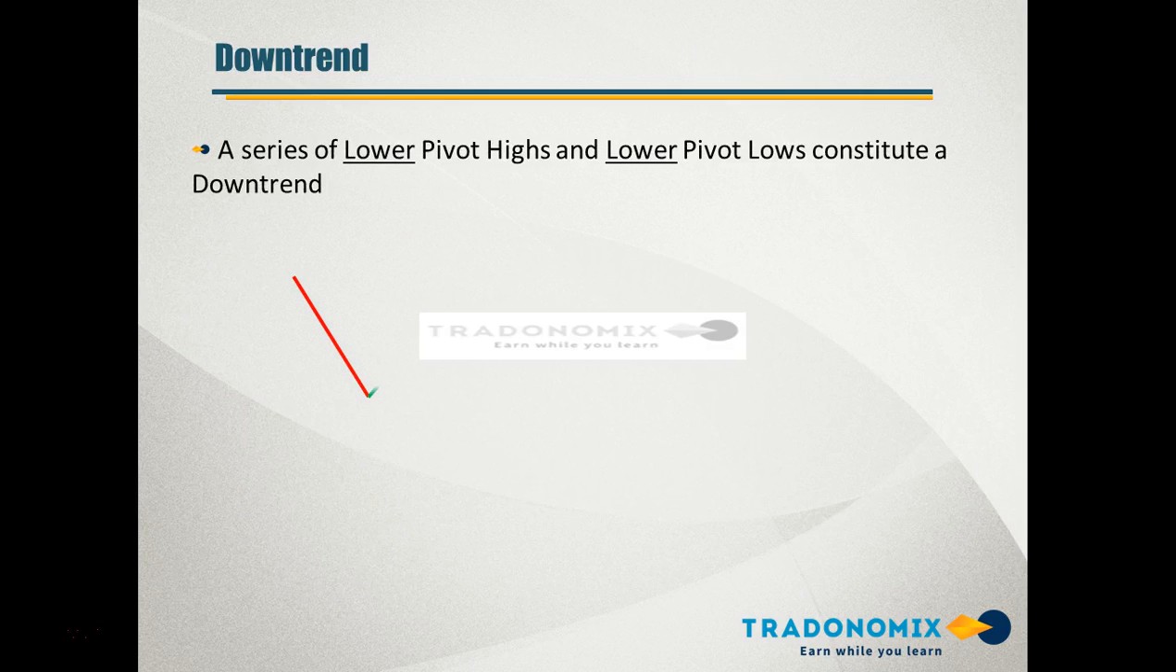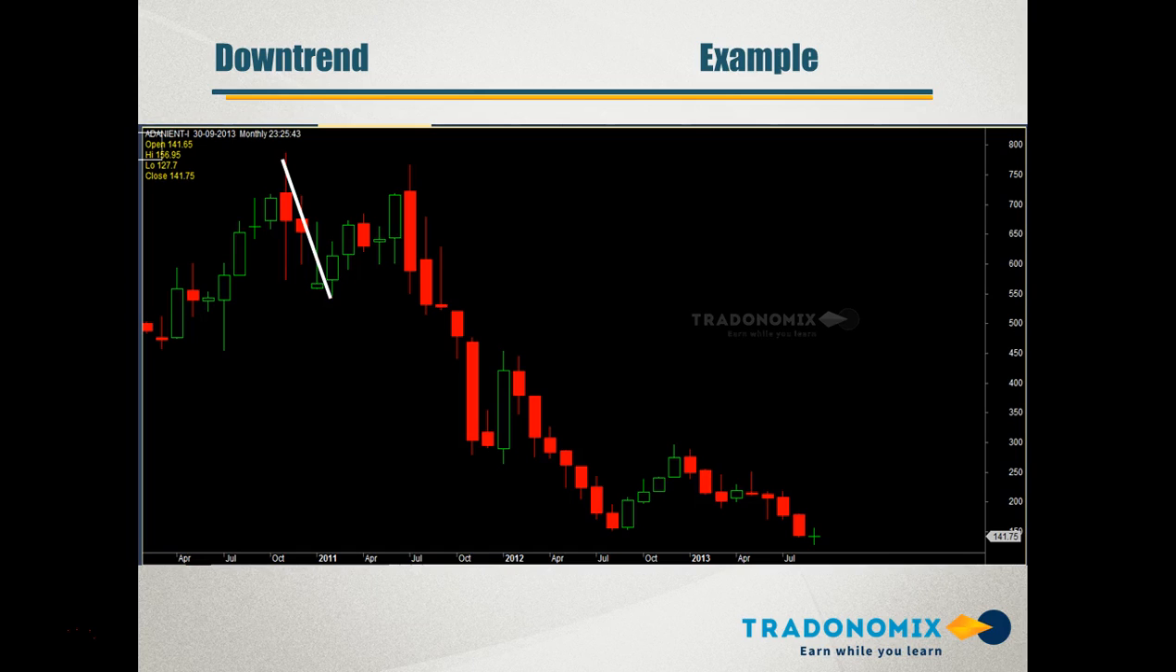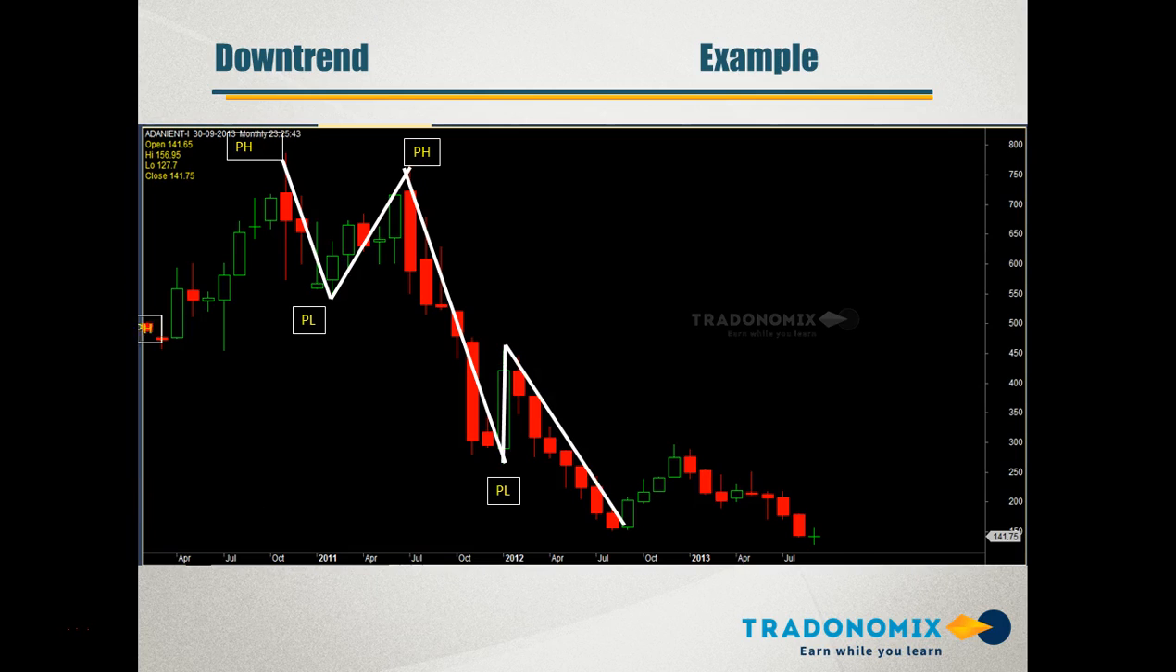Now for a downtrend, the similar action but in the reverse direction, which is a series of lower pivot highs and pivot lows moving in the downward trend. Quick example, you have a pivot high, pivot low, pivot high, pivot low, and all these are lower pivot highs and lower pivot lows than the earlier pivot highs and lows, and hence it creates a downtrend.